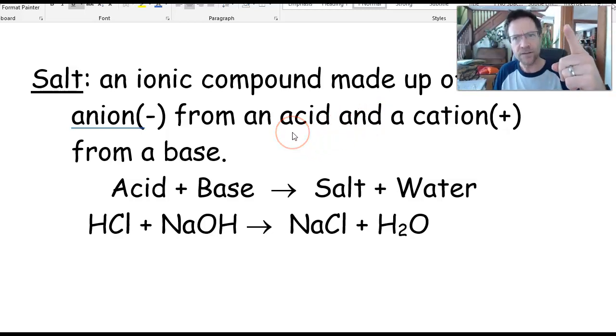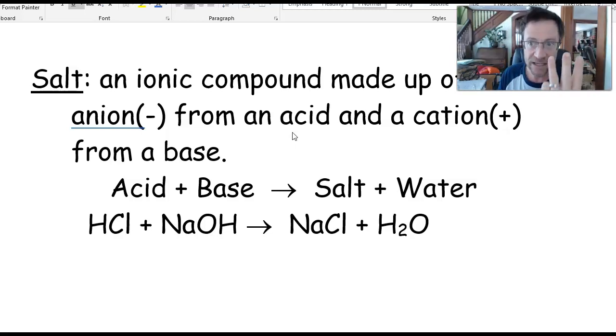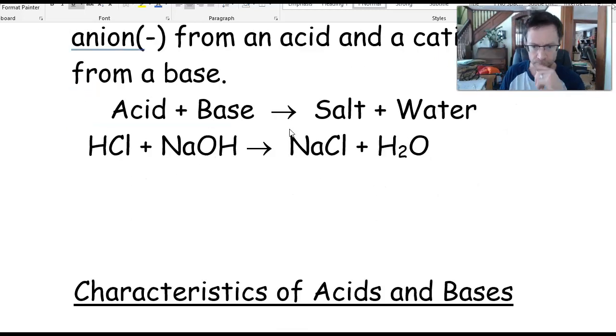Right, we have an acidic solution, more hydronium than hydroxide. A basic solution, more hydroxide than hydronium. And we have, for three, a salt, which is the leftovers of an acid-base reaction. Got it? Let's move on.